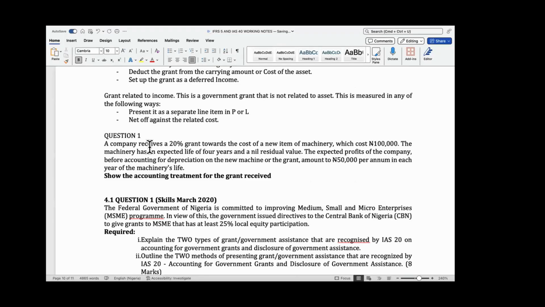This one says that a company receives 20% grant towards the cost of a new item of machinery, which costs 100,000. The machinery has an expected life of 4 years and a nil residual value. The expected profits of the company before accounting for depreciation on the new machine or the grant amount to 50,000 per annum in each year of the machinery's life. So we're now required to show the accounting treatment for the grant received.